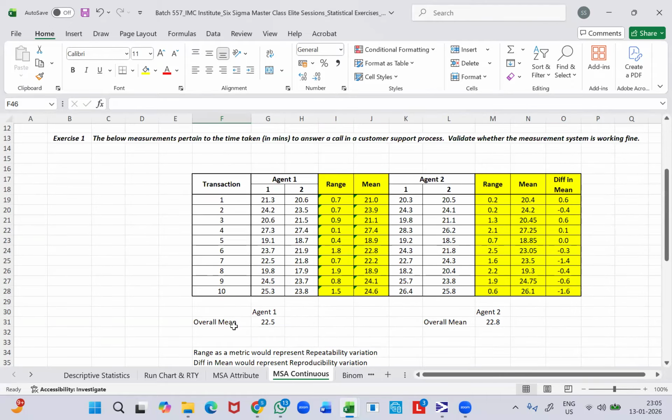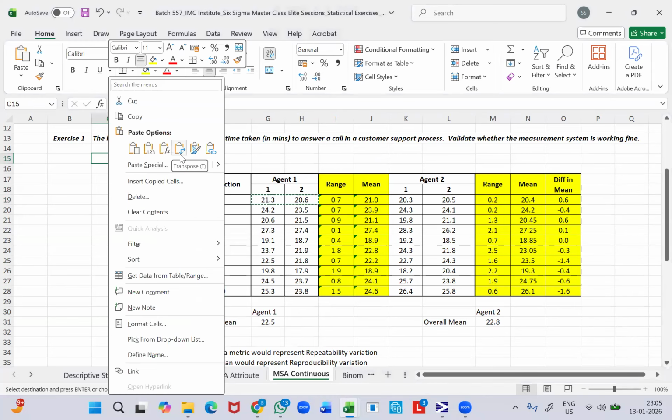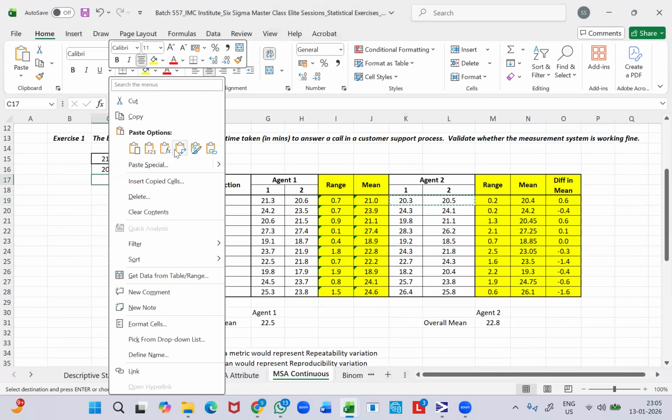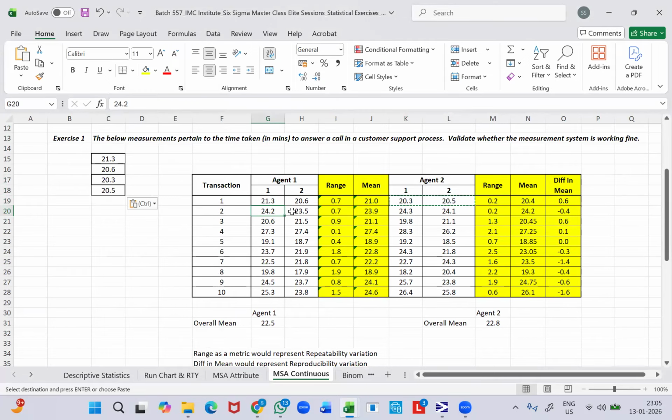Fine. So if you want to use Minitab, we need to arrange the data in a vertical structure. Here we find the data arranged in a horizontal structure. So we need to have the data arranged in a vertical structure for each transaction. So I'm just going to use the transpose function in Excel to arrange all these data points in a vertical structure, one below the other, right? So it'll keep continuing like this.